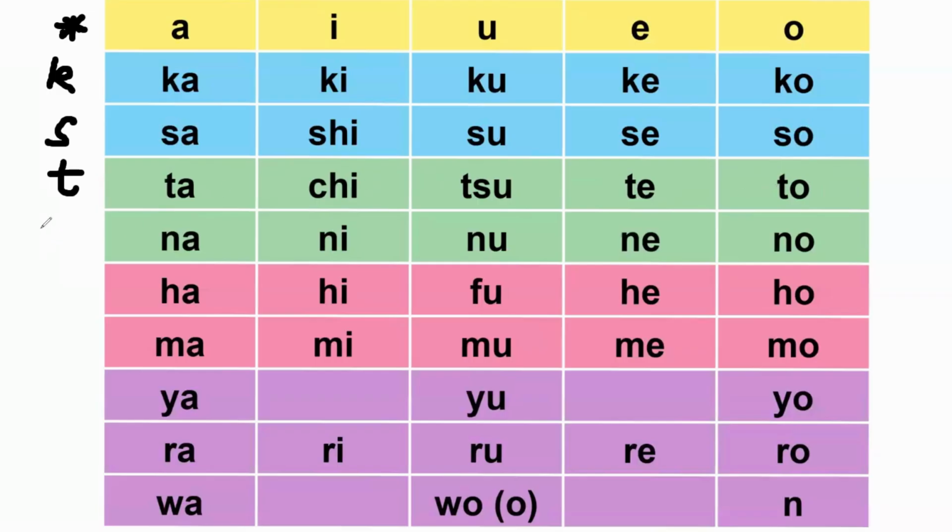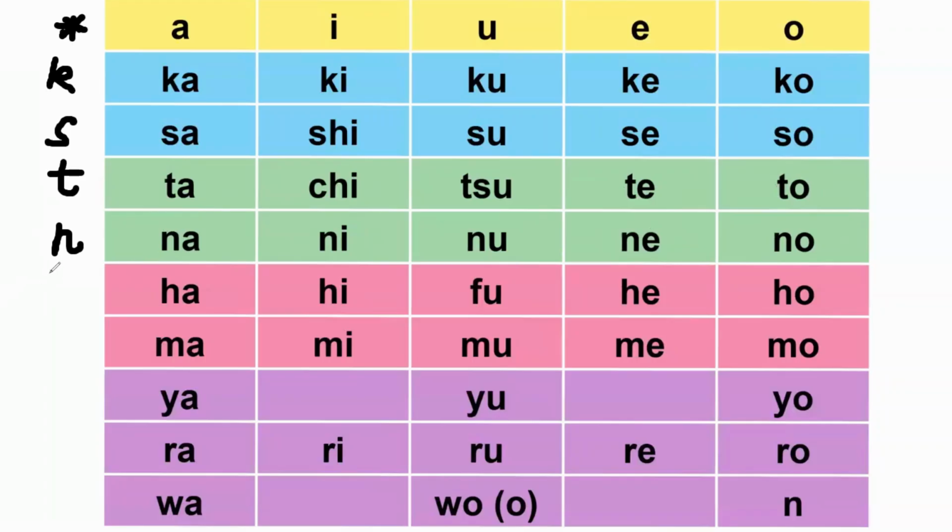The next row is the N row. So the sounds will be Na, Ni, Nu, Ne, No. It's simply combining with the N: Na, Ni, Nu, Ne, No. This is the N row.